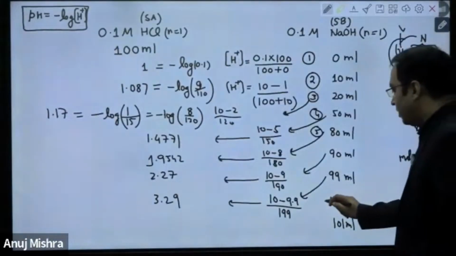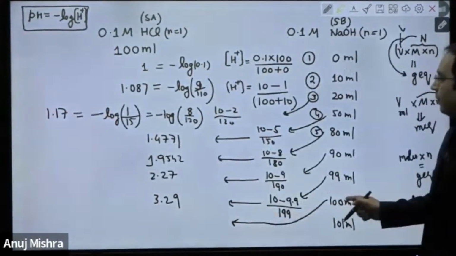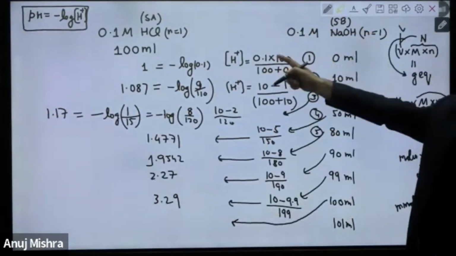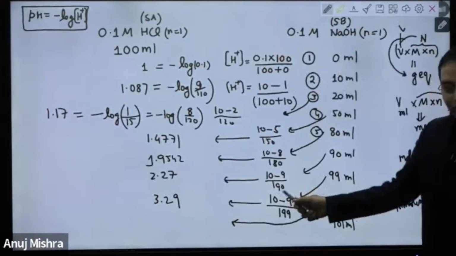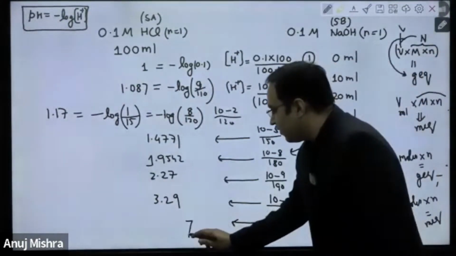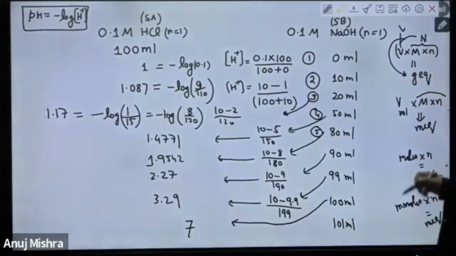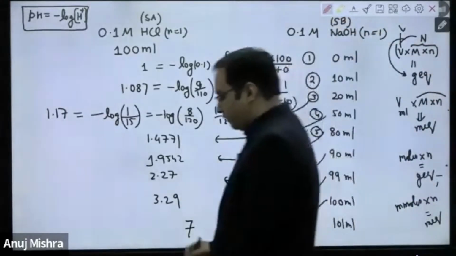What about 100 ml? What happens here? At 100 ml, this and this will exactly match. They will neutralize each other completely, and this H plus will come to 0 in a way. 10 minus 10 becomes 0 here. So what will its pH be? 7.